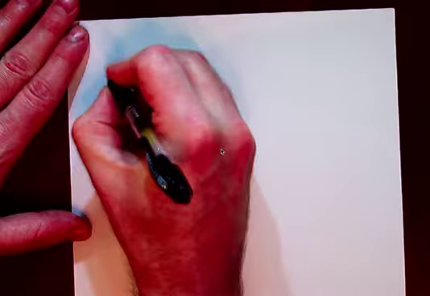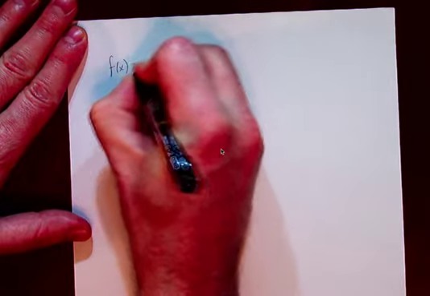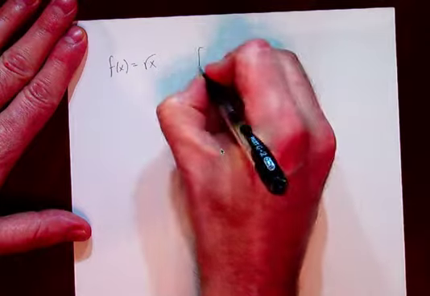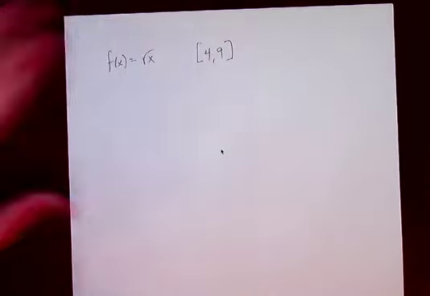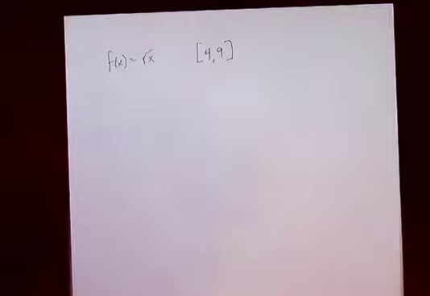Let's go ahead and move on to the next question. Let's go ahead and do a radical function. f of x is equal to root x, and we're looking for the interval 4 to 9. Okay, let's look for the average function value from 4 to 9.